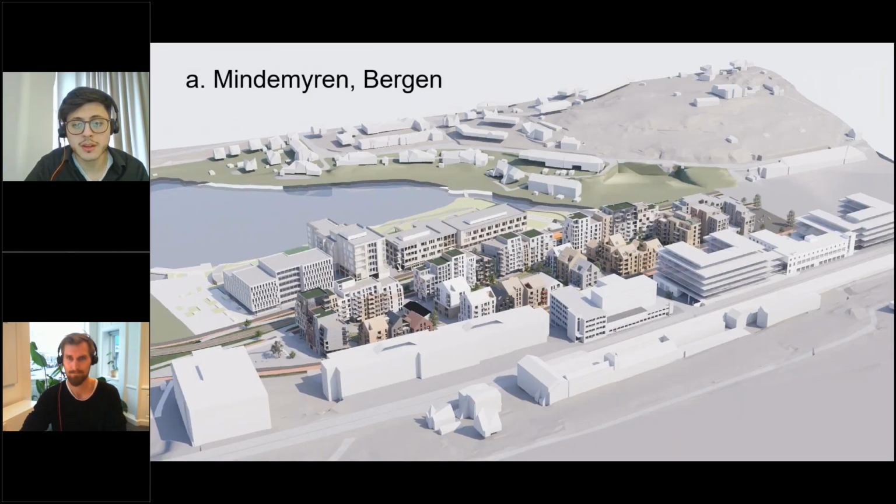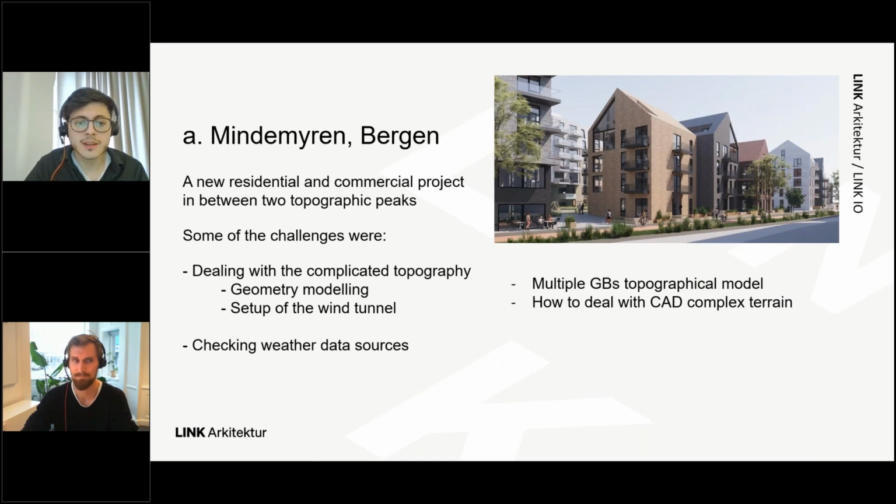The first project that we want to show you is the Minimating project in Bergen, Norway. This is a new residential and commercial project between two very strong topographical peaks. Some of the challenges that we faced here were first about geometry modeling, but also about the setup of the wind tunnel that we needed to do for the simulation to run, and also the process of checking the weather data that we were using.